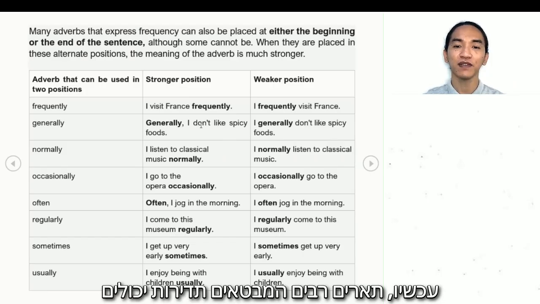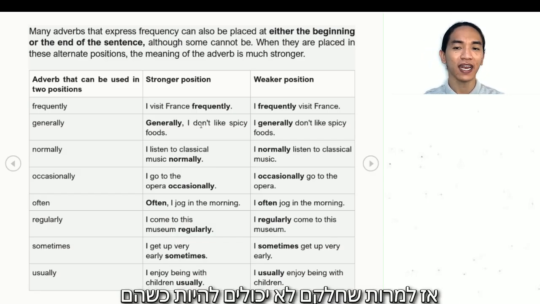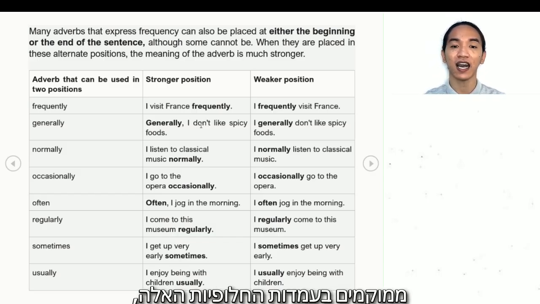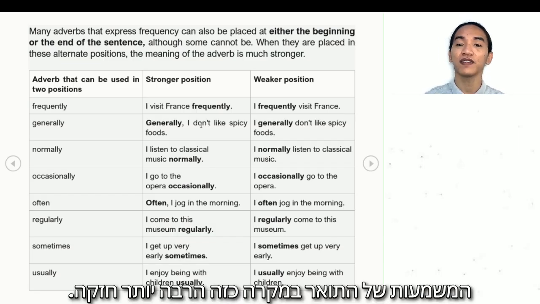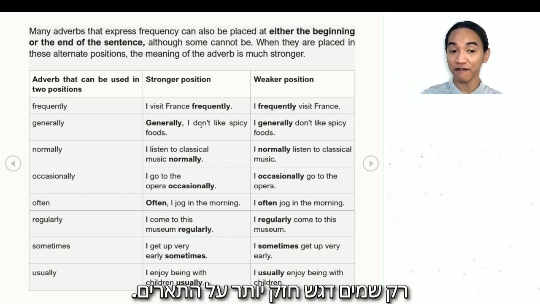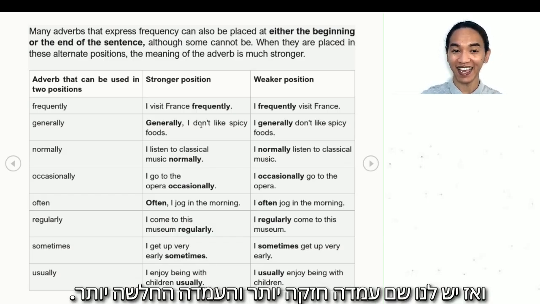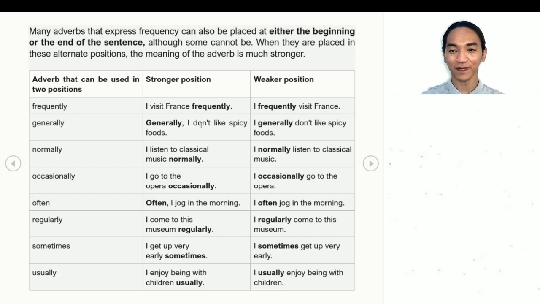Now, many adverbs that express frequency can also be placed either at the beginning or at the end of the sentence. Although some cannot be, when they are placed in these alternate positions, the meaning of the adverb is much stronger. So basically, when you put them at the beginning or at the end, you are just putting a stronger emphasis on the adverbs. So, please take a look at these examples here. And then we have the stronger position and the weaker position.